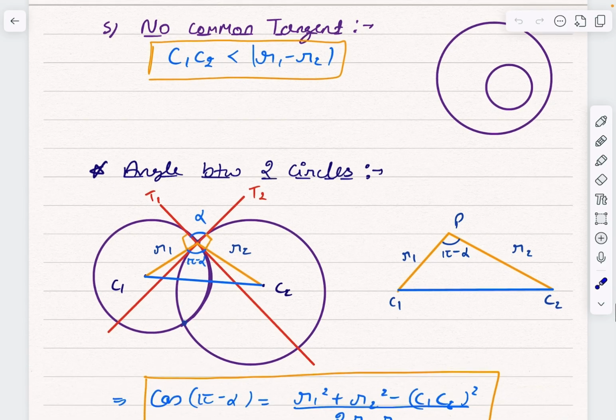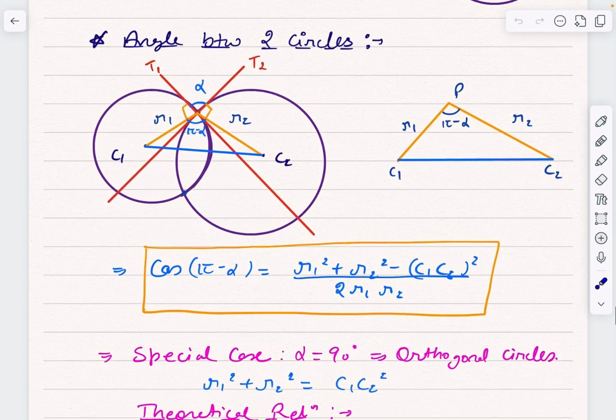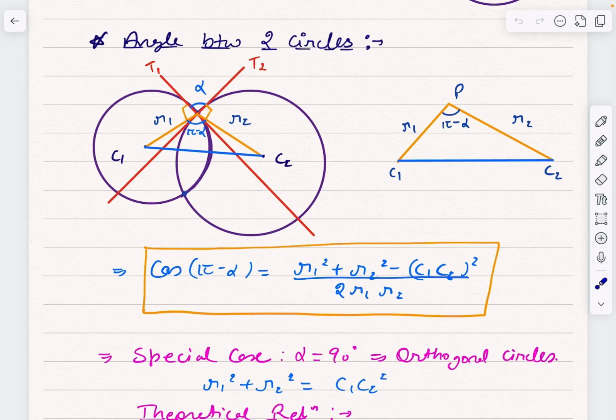Next is the angle between two circles. First of all, what is the angle between two circles? It is the angle between the tangents at the point of intersection. Let us say this is the point of intersection of the circles, and you draw tangent 1 for the first circle, tangent 2 for the second circle. This angle between the tangents is called the angle between circles. As you can see here, it is alpha.